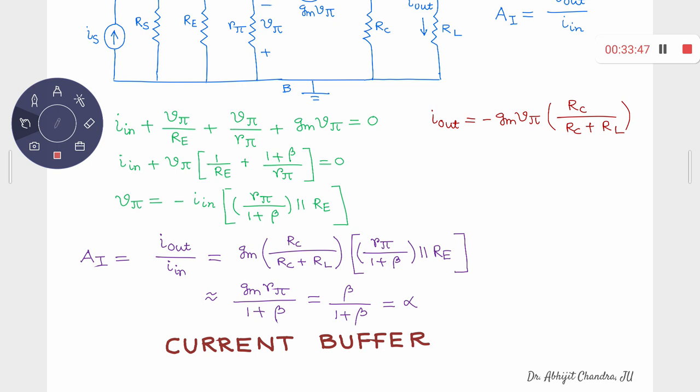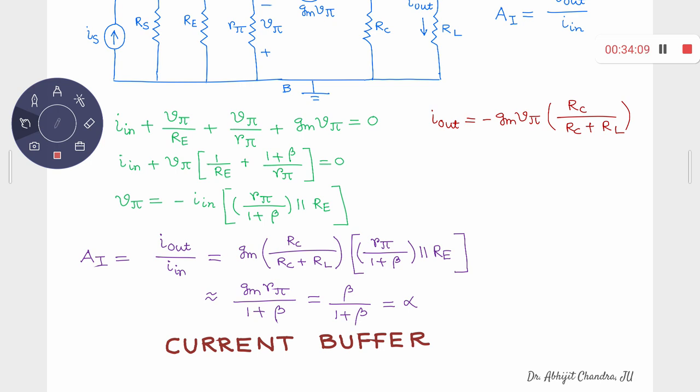Right. So beta, alpha, both of them are current gain. Remember, both of them are current gain. Beta is the common emitter current gain. And alpha is known to be the common base current gain. There is no current gain. Sir, beta is the common base? Beta is known to be the common emitter current gain.